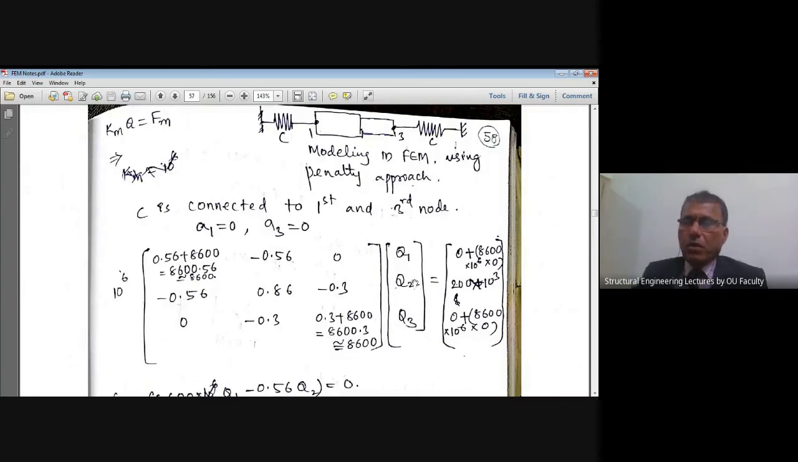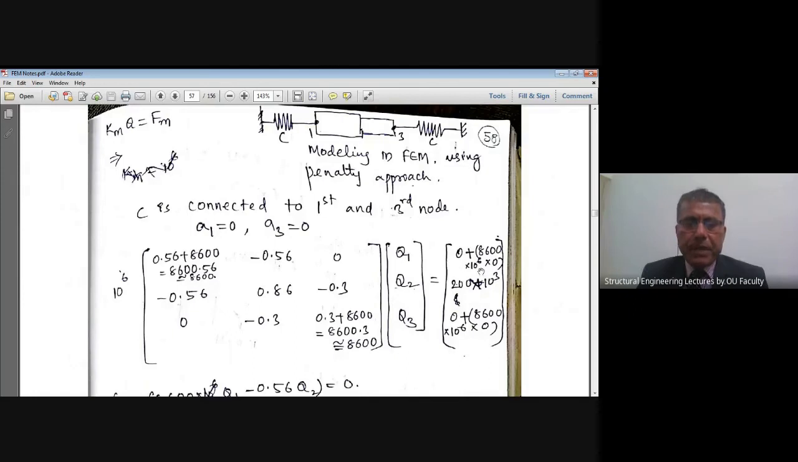That is how the modified stiffness matrix is obtained. That multiplied by Q is equal to the modified load vector. Let us see what that modified load vector is. In the original load vector, at the first degree of freedom, there is no external load acting. Along the second degree of freedom, yes, 200 kilonewtons was acting. Therefore, 200 is already there. And along the third degree of freedom, there is no external load acting. Zero. That is how 200, 0 comes from the original global load vector.